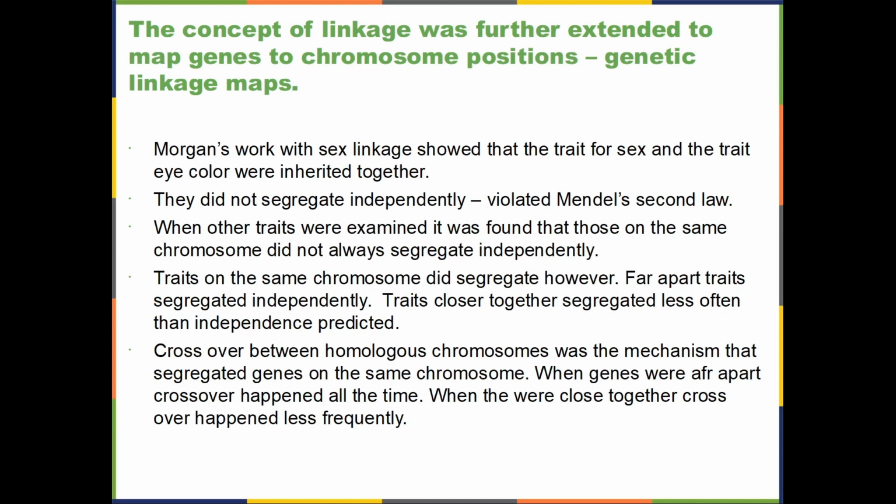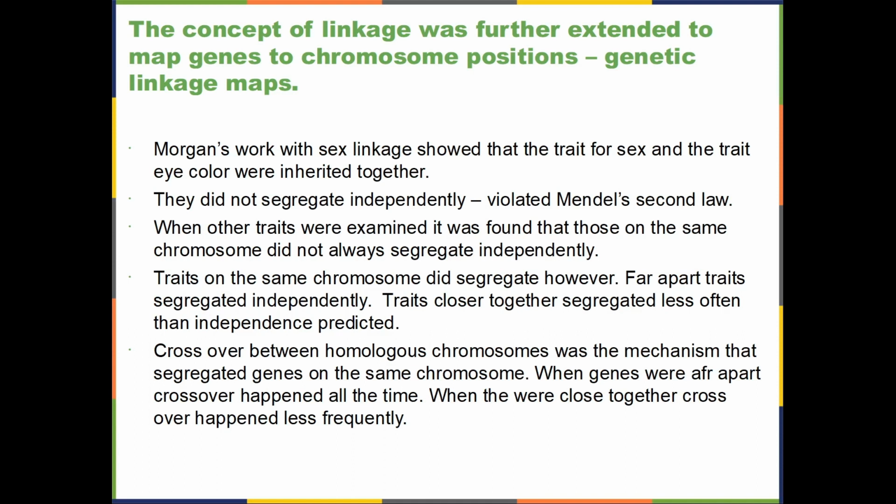The concept of linkage was further extended to map genes to chromosome positions, genetic linkage maps. So the idea is that you could determine where on the chromosome the genes were relative to other genes. Morgan's work with sex linkage showed that the trait for sex and the trait for eye color were inherited together. So these are linked genes. They did not segregate independently. This violates Mendel's second law.